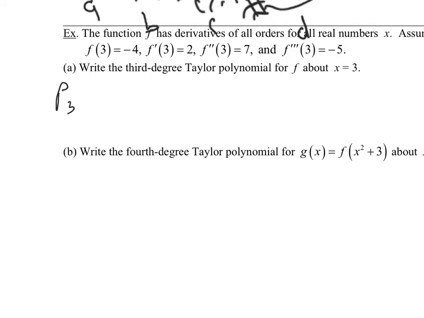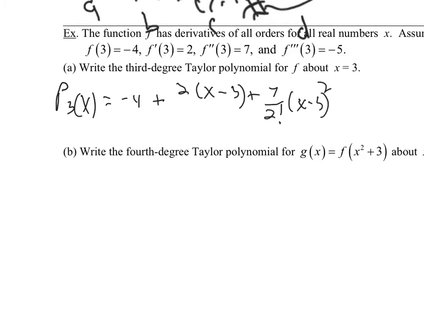So p of degree 3 of x is negative 4 plus the first derivative, 2, divided by the first factorial, 1 factorial, times x minus 3 to the first, plus the square term is a 7, and it's divided by the 2 factorial, x minus 3 squared, plus the cubic now, which is going to be the negative 5.